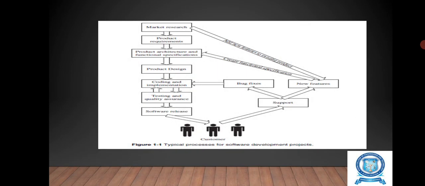So this is a diagram which shows the typical process for software development projects. First, the market is researched and the product requirements are obtained, and the product architecture and functional specifications are designed. The product is then designed, coding and implementation is done, and testing and quality assurance is done. Then the software is released. After releasing the software to the customers, they support the product, fix the bugs, or add new features.